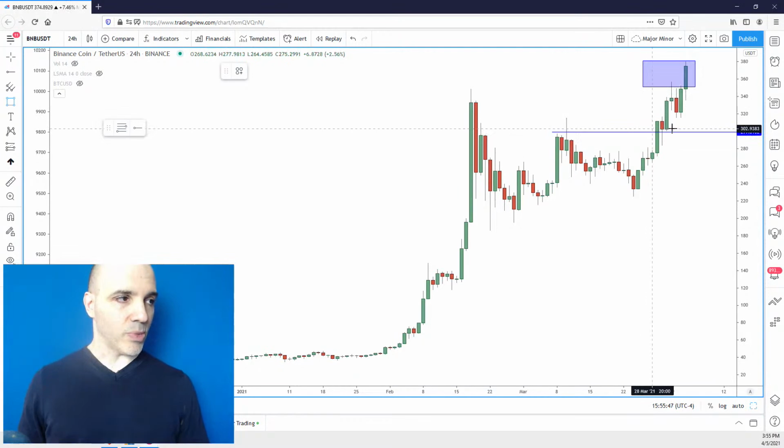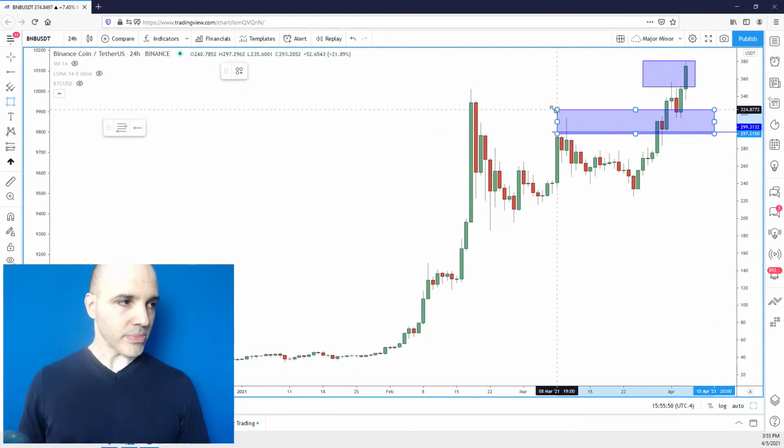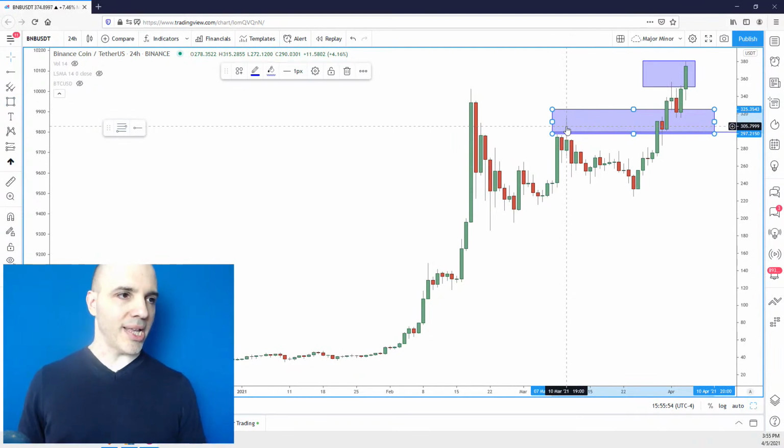The support would be the previous resistance area, which would be here. Remember, it's not an exact price. It's usually an area, and that's around 315. And this thing right now is at 374.